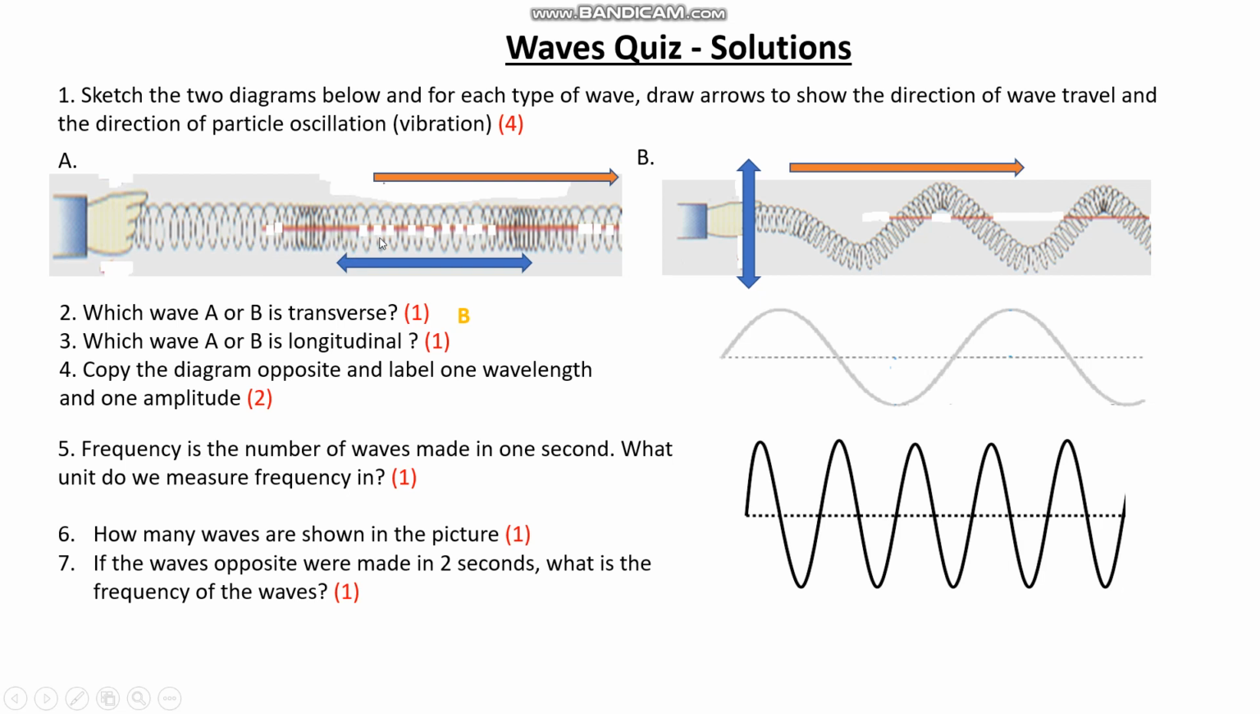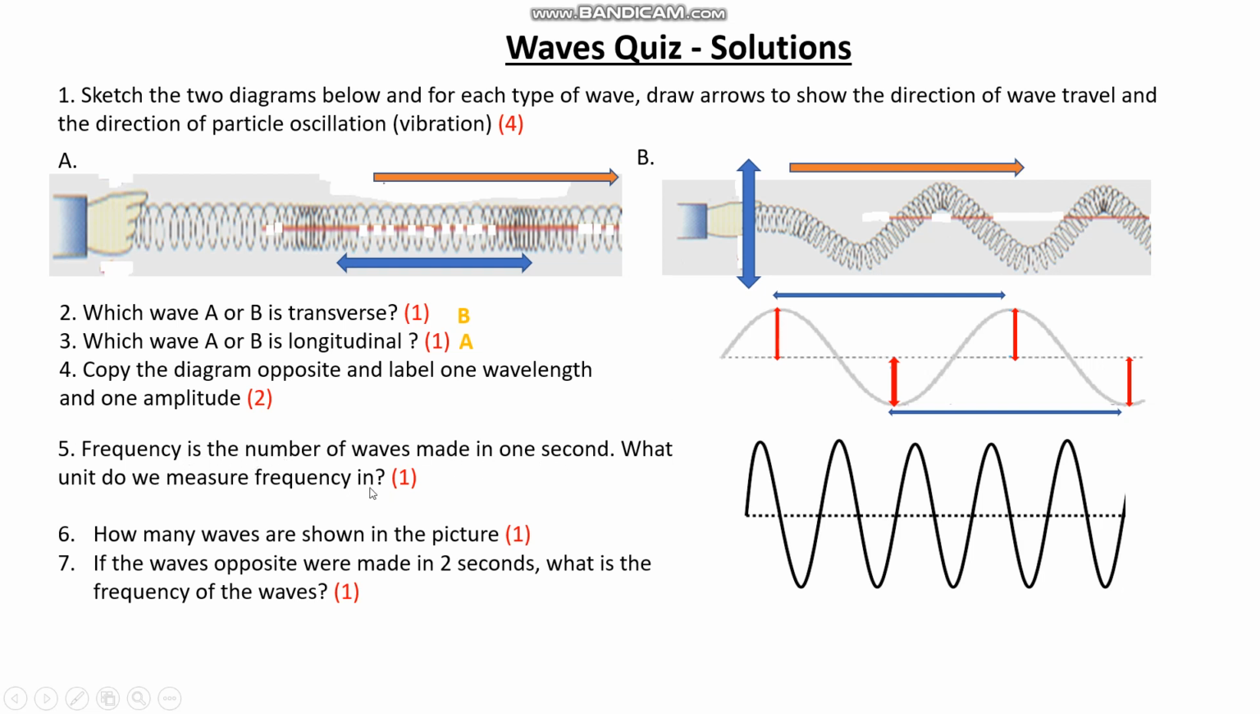Question 3, this diagram here represents a longitudinal wave because the particles are vibrating parallel to the direction of wave travel. Copy the diagram and label one wavelength. Well, the obvious one to go for is from peak to peak, but you could have had trough to trough. And one amplitude. There's one, there's one, there's one, and there's another. And remember, it's the maximum distance that the wave moves from the rest position. Be careful how you draw those in the exam.